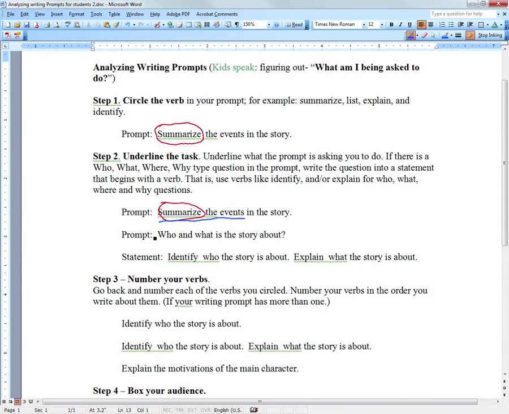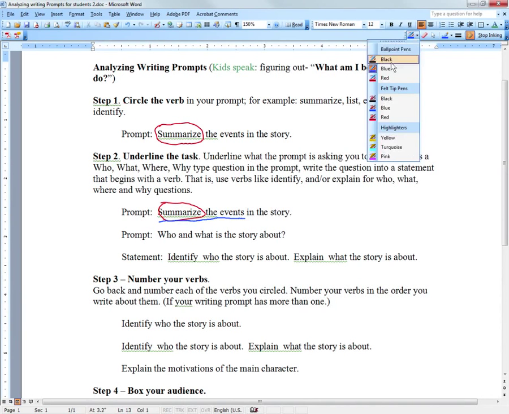This next one, we're going to analyze it and break it down even more. Who and what is the story about? Remember, we're going to use verbs like identify and or explain for who, what, where, why. So who and what is the story about? It's kind of general, right? But we can break it down further. So it's like who and what are 2 different things, right? So I'm going to say identify who the story is about. See, I used that. So I thought, okay, that verb probably works in place of who. Identify who the story is about.